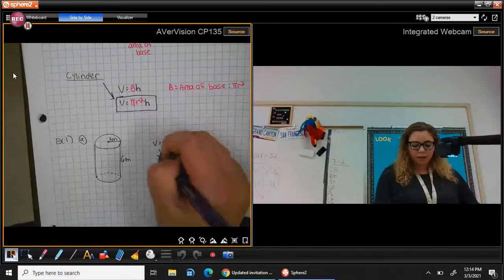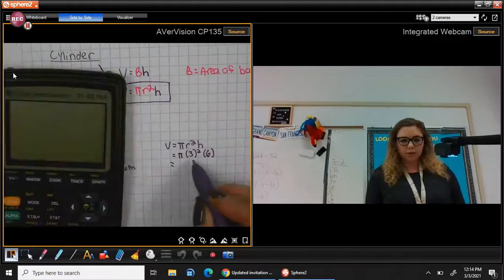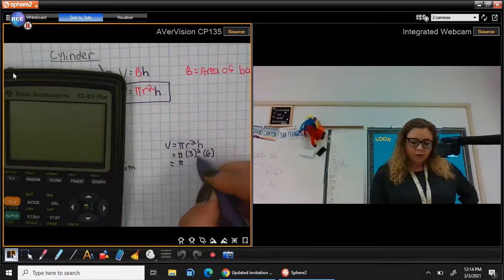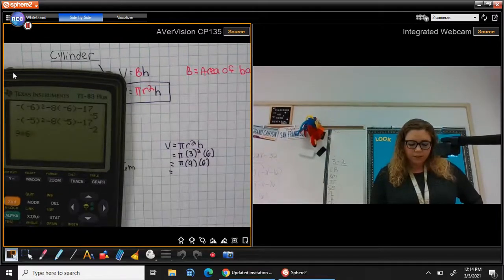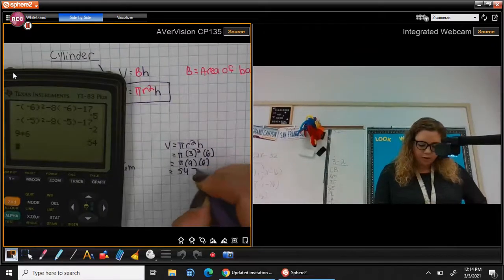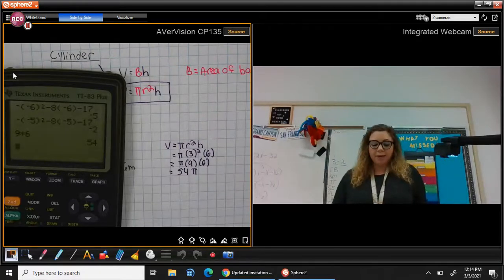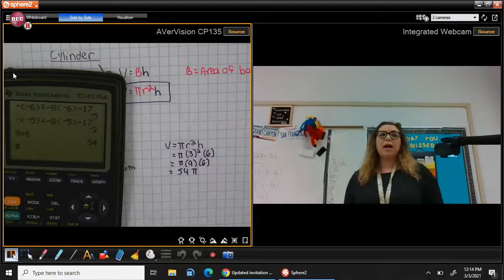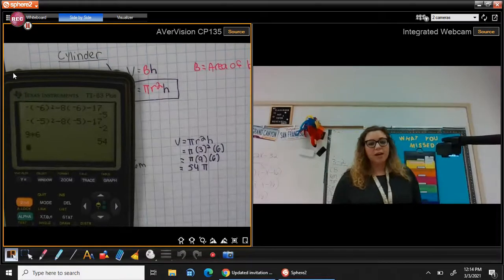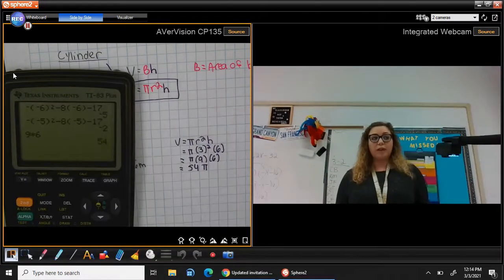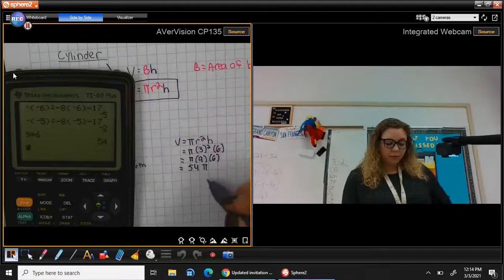I'm going to plug that in the calculator, but I'm going to leave pi on the outside. So I'm just going to do these two. So 3 squared is 9. Bring down my 6. 9 times 6 is going to give me 54 pi. If they ask you to leave it in terms of pi, this is your answer. If I say, give me the volume, and I don't mention anything about pi, you have to times it by pi. So times it by 3.14.